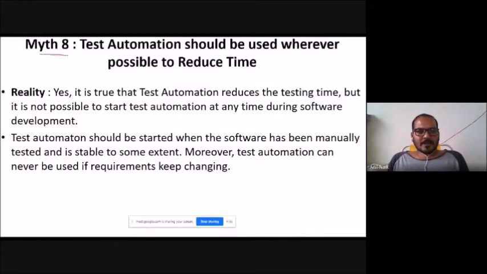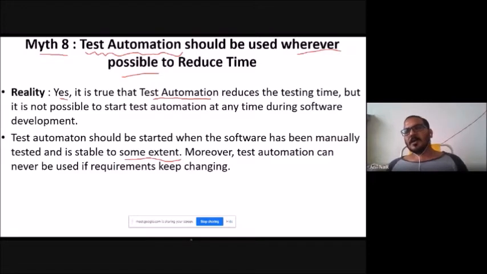Then myth 8: test automation should be used whenever possible to reduce the time. In reality, yes, it is true that test automation reduces the testing time, but it is not possible to start test automation at any time during the software development. So test automation should be started when the software has been manually tested and is stable to some extent.